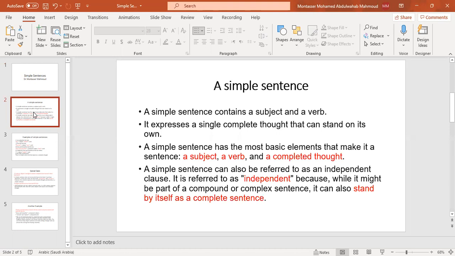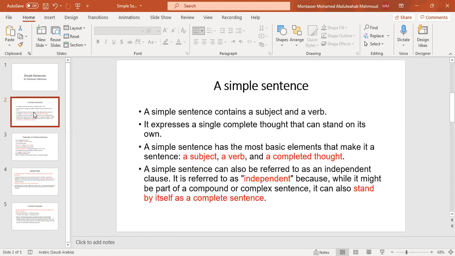So there are three main basic elements that help me decide whether the sentence is simple or not. A simple sentence should contain a subject. A simple sentence should contain a verb. A simple sentence should express a complete thought. So a subject, a verb, and a completed thought are the most basic elements that make a sentence simple.